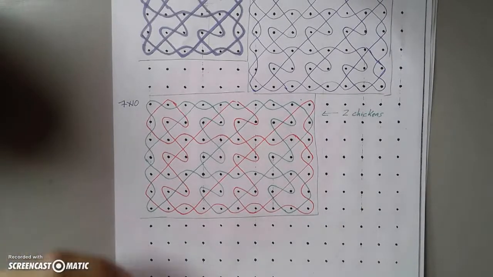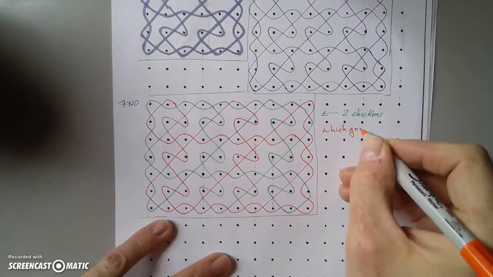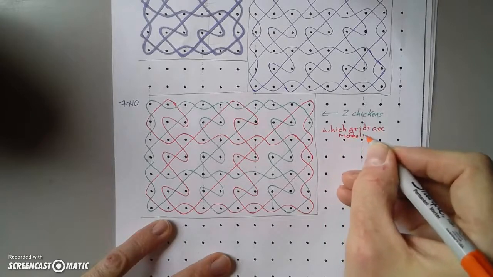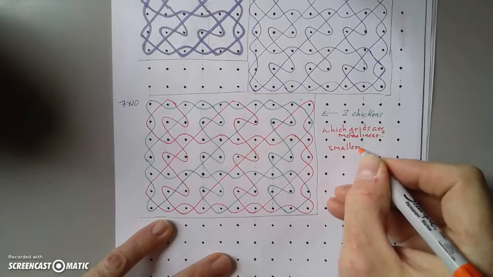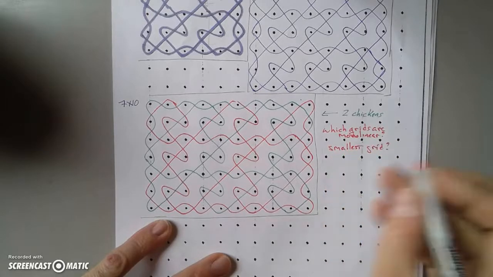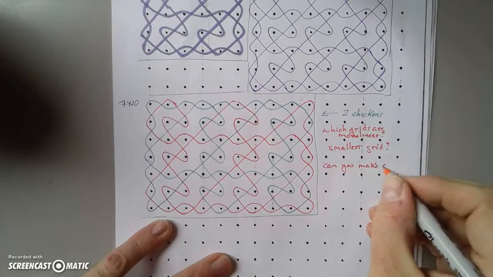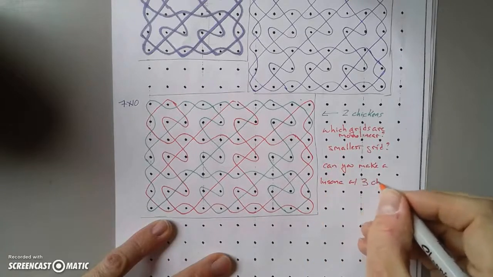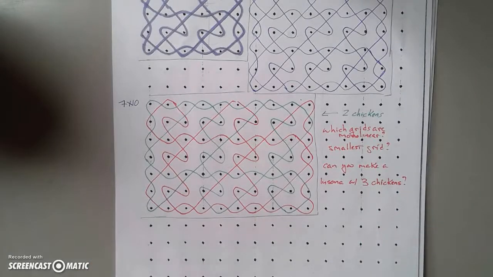Other grids maybe. Which grids are monolinear? What is the smallest grid? Can you make a sona with 3 chickens? Which grid would that be? So there's lots of questions to think about, of course. There are some that keep you busy.